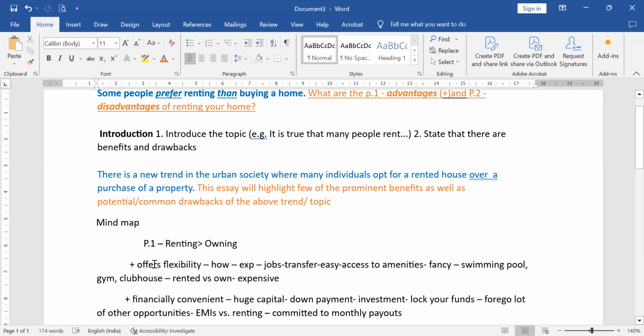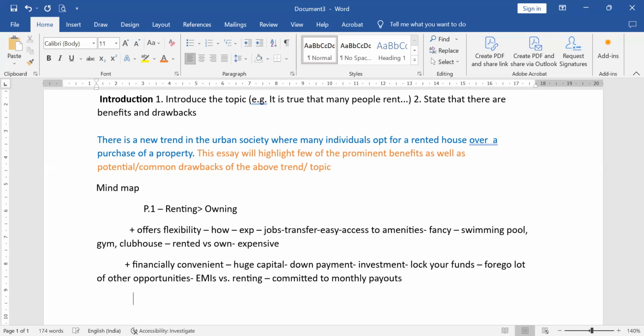And the same thing, it should not go to the same word. Actually, it should be from flexibility. Other than flexibility, there's a financial convenience also. This is how we'll be thinking, right? Okay. Paragraph 2. What should be the P2?